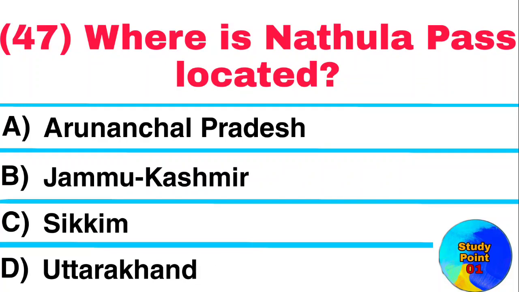Question. Where is Nathula Pass located? A. Arunachal Pradesh, B. Jammu Kashmir, C. Sikkim, D. Uttarakhand. Answer. Sikkim.